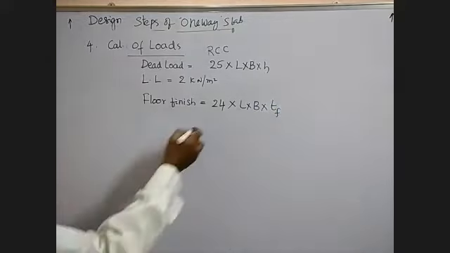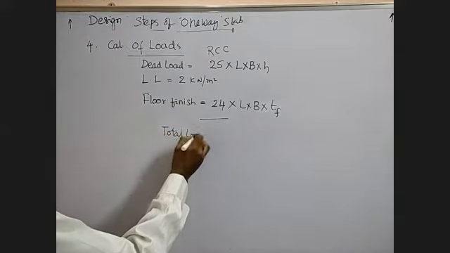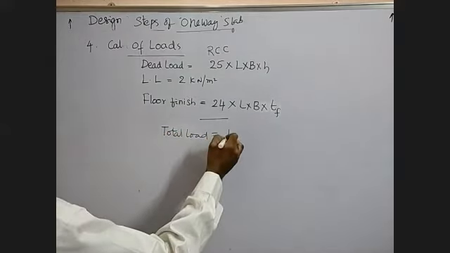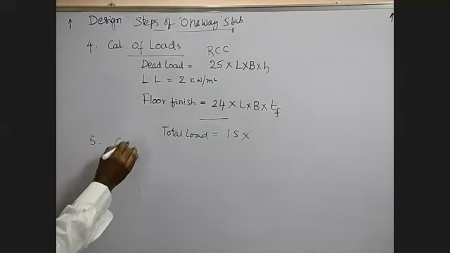Now you have to calculate these three total loads and multiply with 1.5. For the limit state, you have to multiply the factor of safety, that is the factor 1.5. The next step, the fifth step, is the calculation of bending moment and shear force.